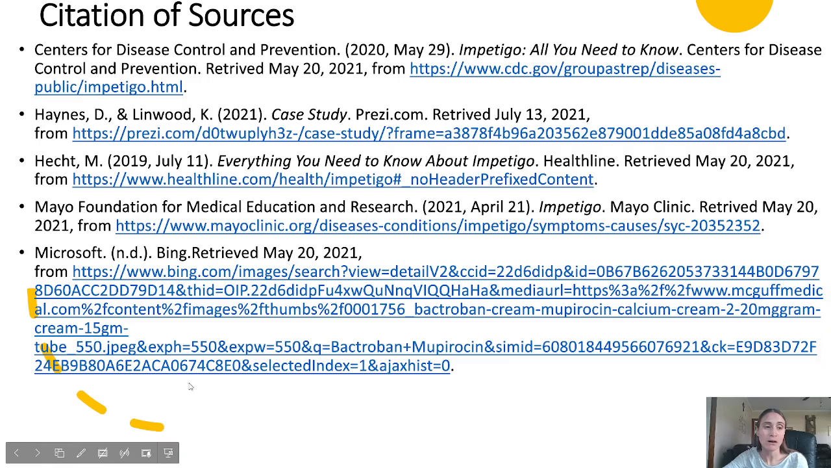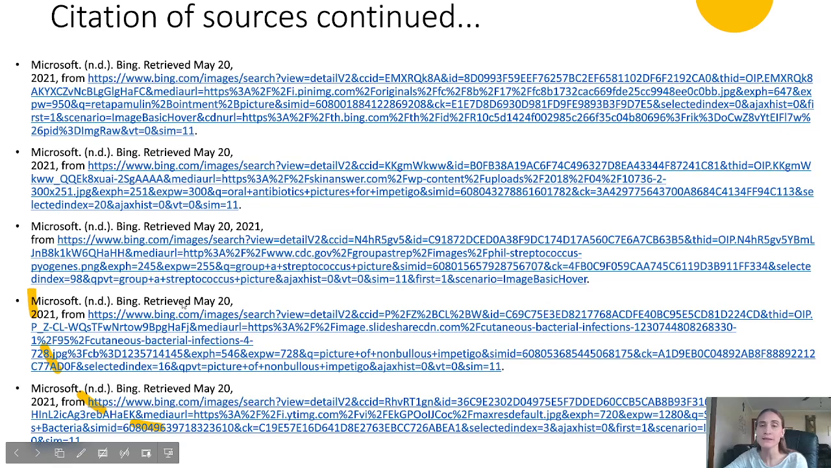And then here are my resources. I went to the CDC and a lot of other websites, and I found all my pictures and things on Microsoft.